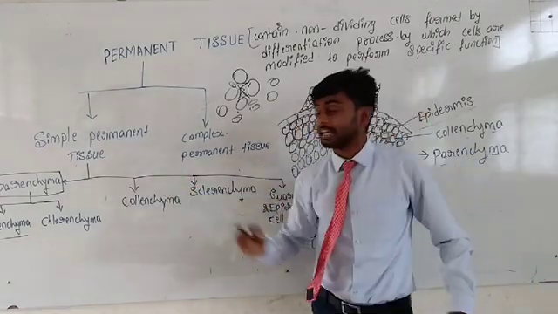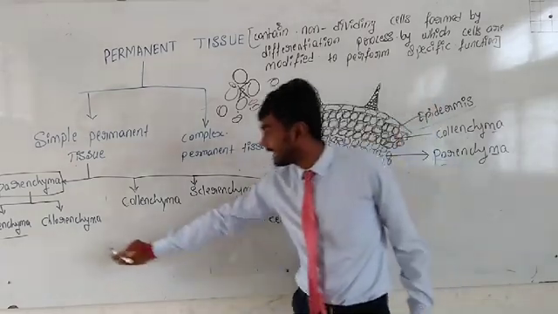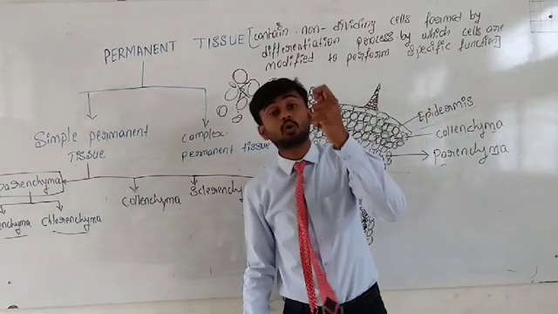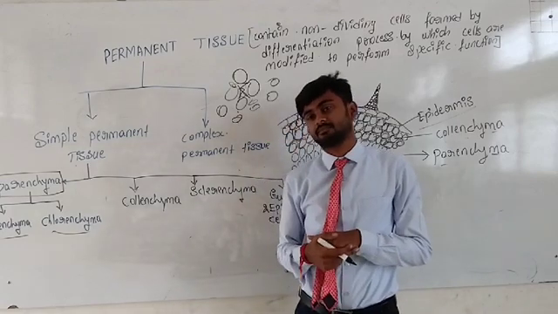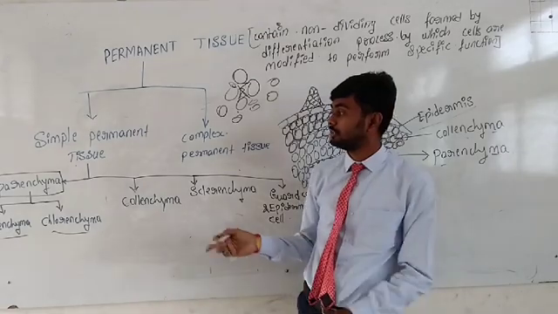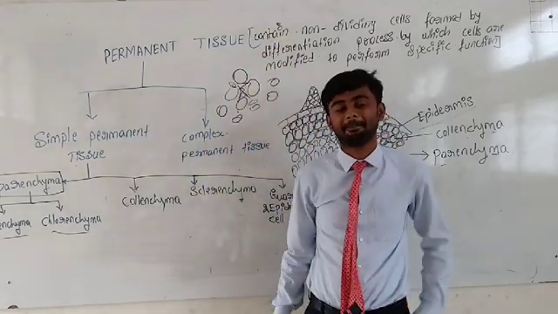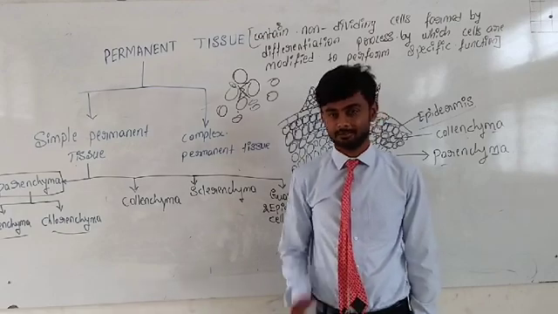Where? In the parenchyma. So that's why that system is known as what? That cell is known as what? Chlorenchyma. So totally this is known as what? Parenchyma. Are you clear? One more time.